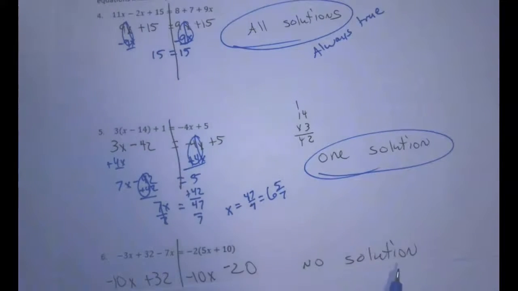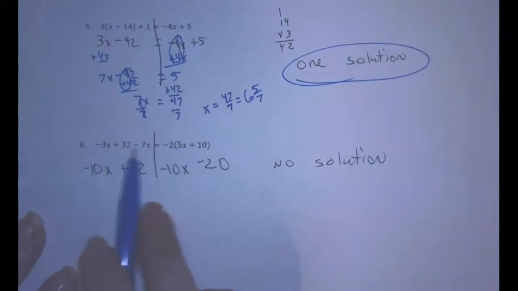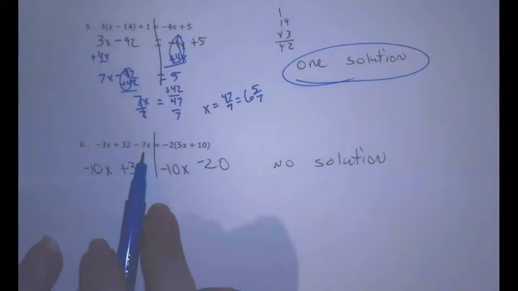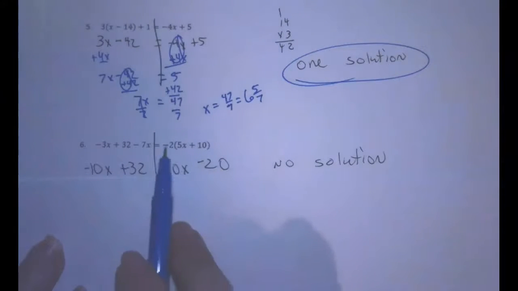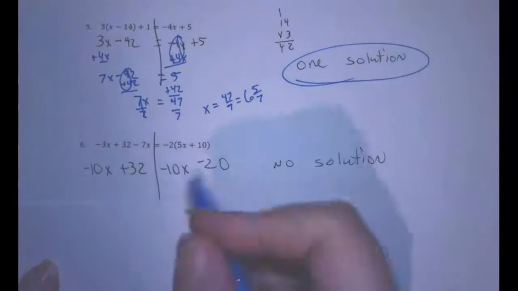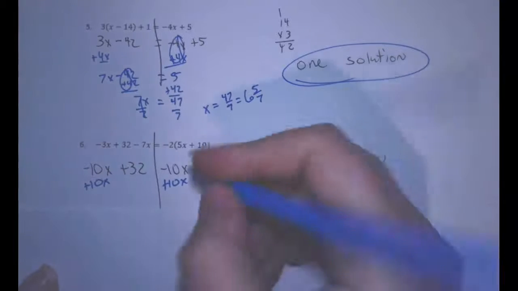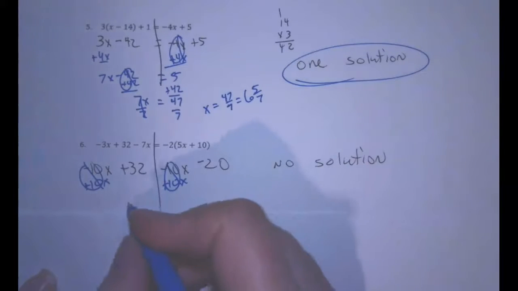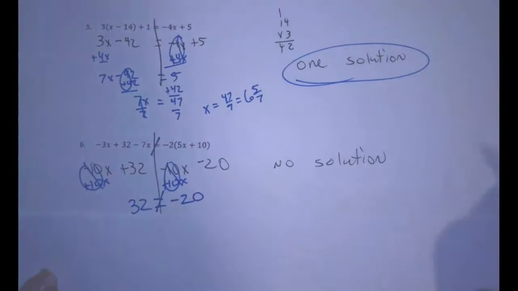Okay. Now this one I came up with no solution because, let's see what happened. Negative 3x and negative 7x was negative 10x. This is also negative 10x. But then when I have my constants, I've got the same variable on each side but different constants. So if I wanted to go ahead and move the variables to the same side, they would be eliminated, and I would get 32 equals negative 20, which is not true, which means it's no solution.